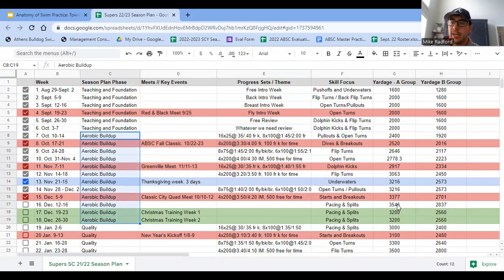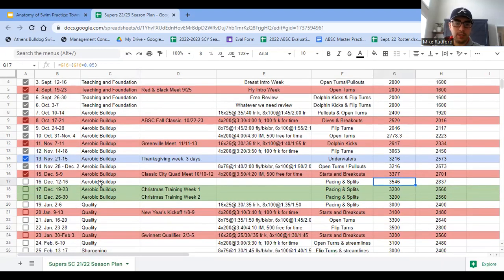And actually, yesterday or 2 days ago, at the time of my recording this, we just did our hardest practice of the season. The A group did a practice that was 3,500 yards long. The B group did a practice that was 2,800 yards long. So that was the longest practice of the season that we are at currently.